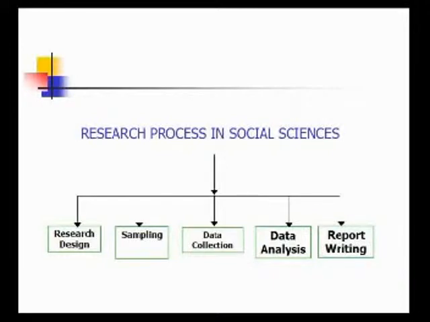So let me first have this. There are about 5 important stages in social science researches. The first important stage is research design. Then the second one is sampling. The third one is data collection. Fourth one is data analysis. The fifth one is report writing. So let us take up the first one, that is research design.